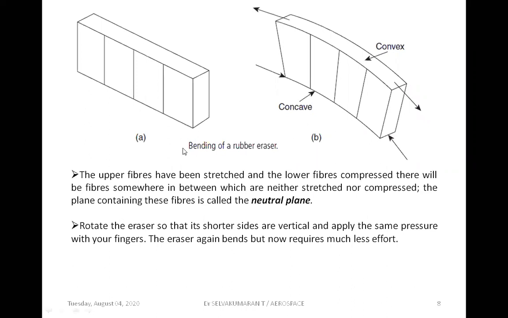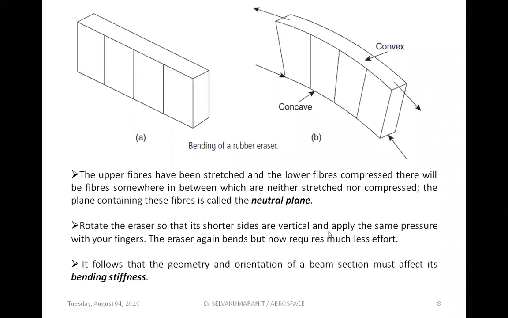We just rotate the eraser so that its shorter sides are vertical and apply the same pressure with your fingers. The eraser again bends, but now requires much less effort. See the bending stiffness offered by the material and the orientation of the material, how it behaves with respect to the bending stiffness. So the geometrical cross section also provides bending stiffness to the externally applied load irrespective of the nature of the material. So that's what I'm trying to say. It follows that the geometry and the orientation of the beam section will affect the bending stiffness.